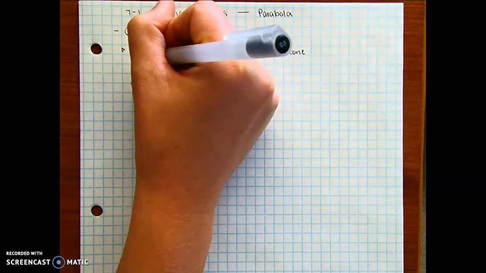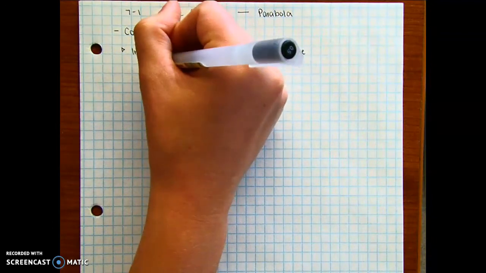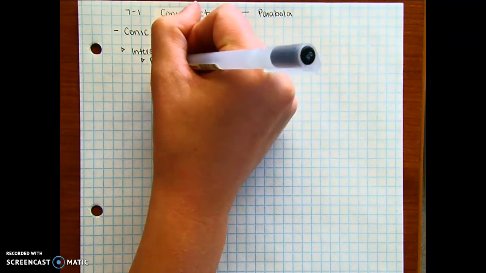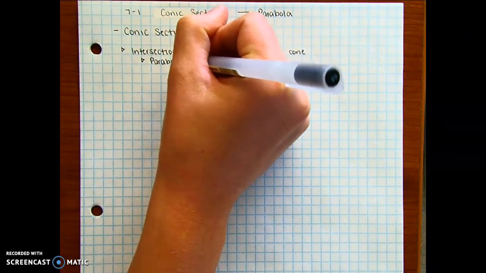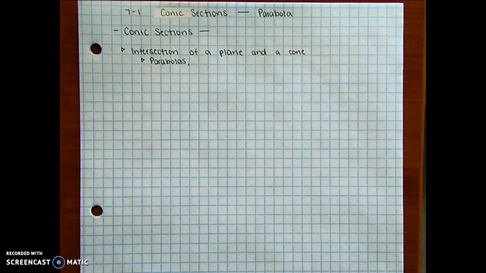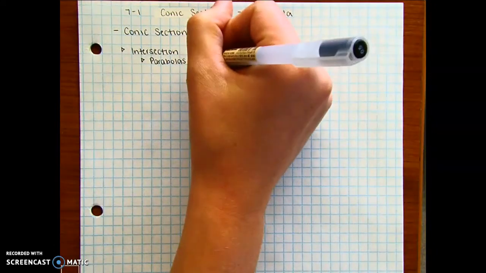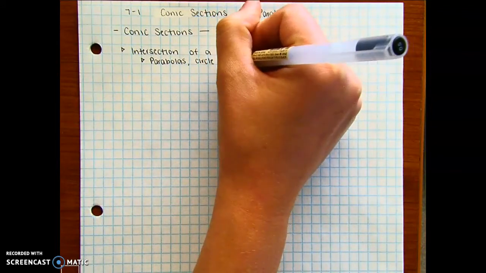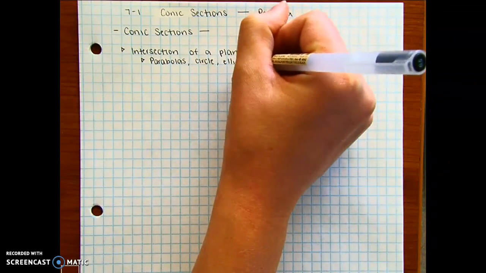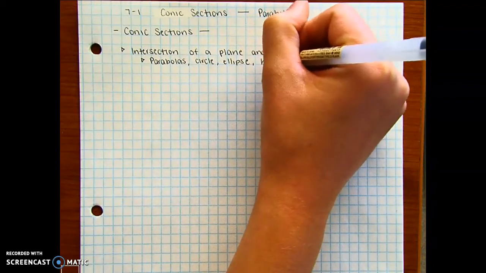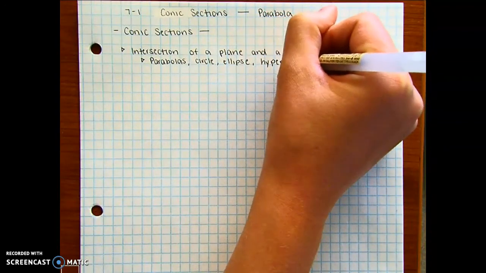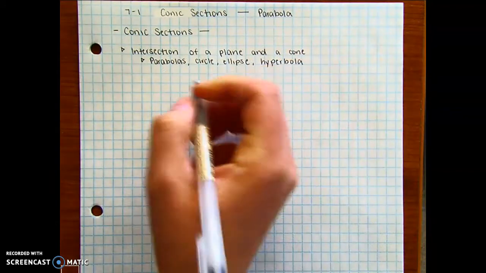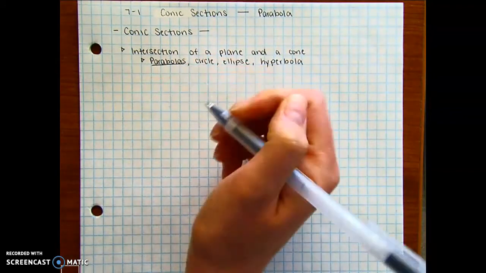There are three types. There's parabolas, circles, ellipses, and hyperbolas. Today our main focus is going to be parabolas.